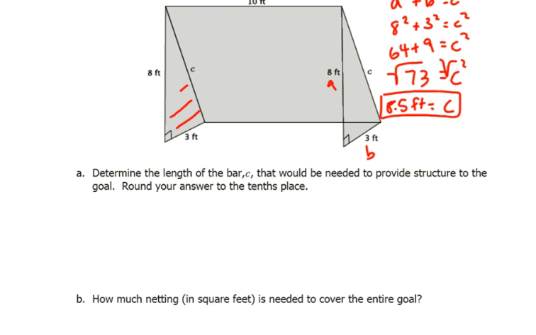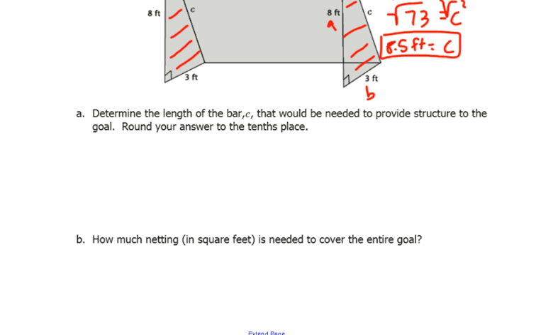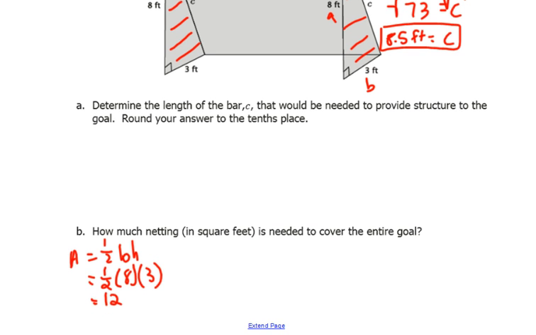So this piece right here, which is the same over here, is a triangle, and the area of a triangle is 1/2 base times height. So 1/2, 8 times 3, that's 12, but we have 2 of those pieces. So 12 times 2, that's 24 feet squared. That's part of it. That's for the 2 outside triangles.